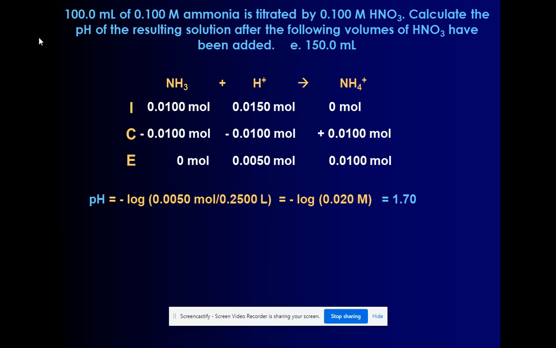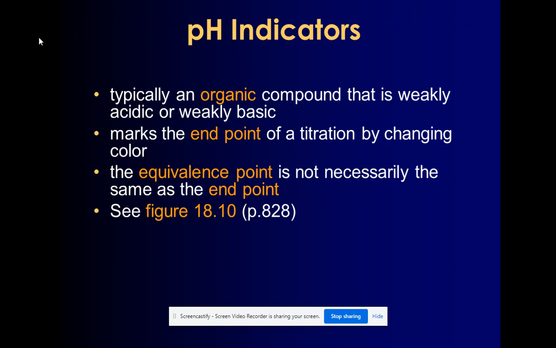Now, that's the end of what you have in your notes. I'm going to briefly touch on indicators. This was the last lab that we did. And if you were given choices for indicators, or if you were given a chart and told what range the pH changes in, you should be able to identify an appropriate indicator that would be used in a titration based on the pH of the equivalence point.